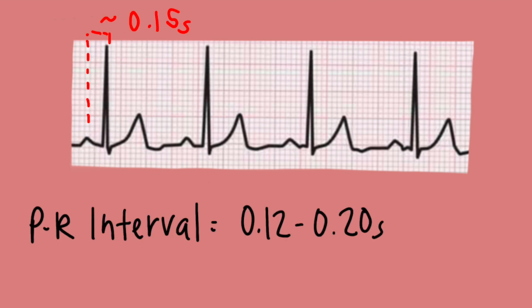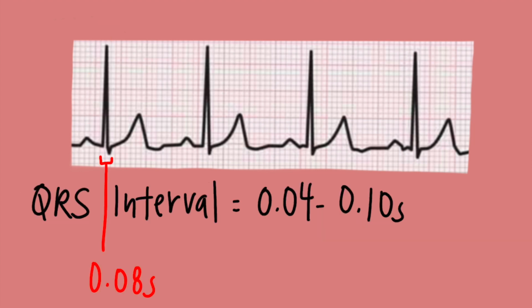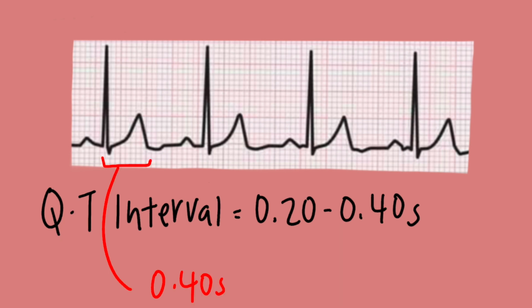The PR interval should be about 0.12 to 0.20 seconds, or 2 to 3 small boxes. The QRS interval should be about 0.04 to 0.10 seconds, which is 1 to almost 3 small boxes. And the QT interval should be 0.2 to 0.4 seconds, which is about 1 to 2 large boxes. If your EKG strip fits all of these parameters and you can identify each section of the cardiac cycle, you're looking pretty good.